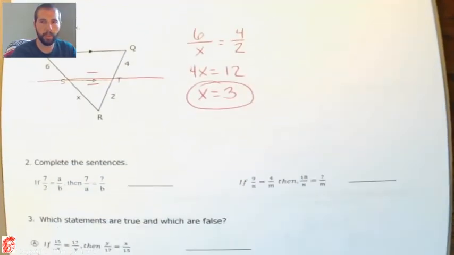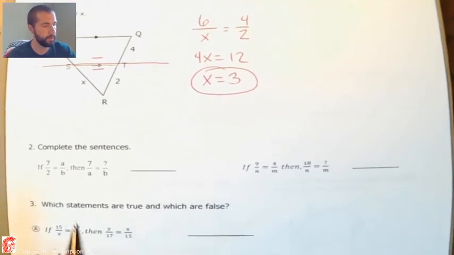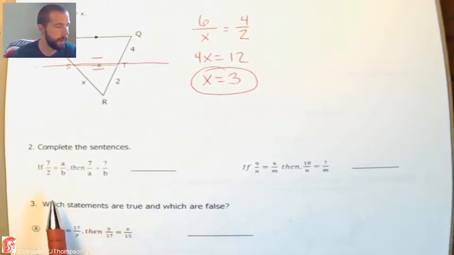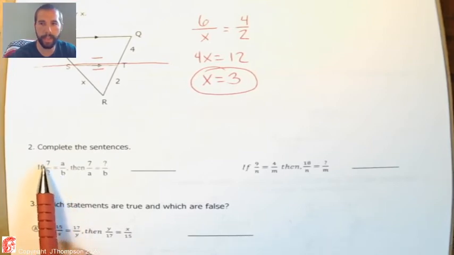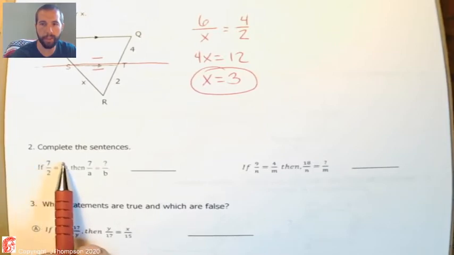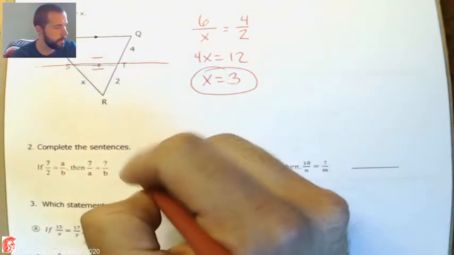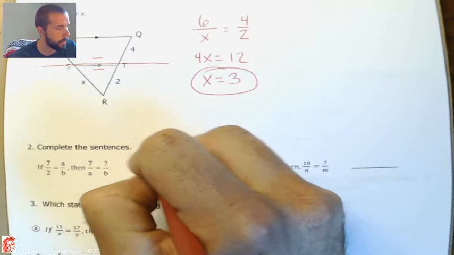Number 2, we're basically just filling in the missing blank. So we have 7 over 2 equals a over b. So we can move this around a little bit, and instead say, how about numerator over numerator equals denominator over denominator? So that would be 7 over a equals 2 over b. So the question mark there would be 2.